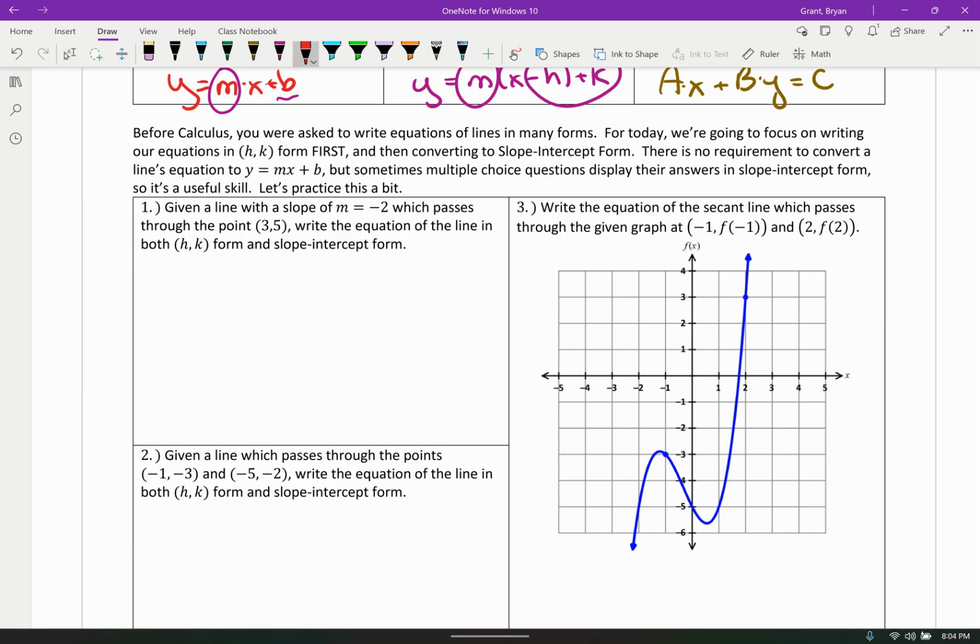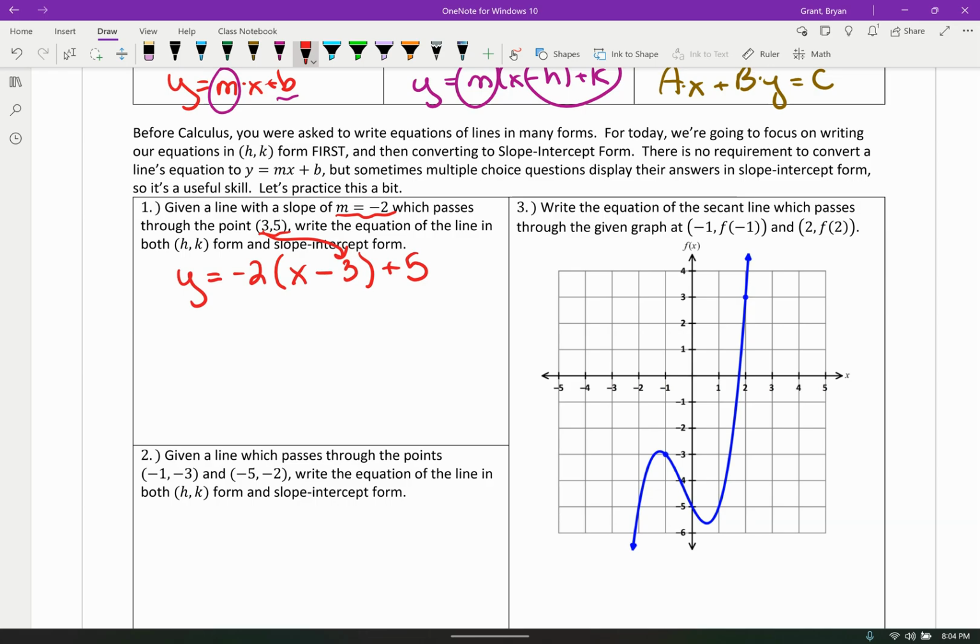So let's go ahead and get started. Given a line with a slope m equals -2, which passes through the point (3, 5), write the equation of a line in both HK form and slope-intercept form. All right, well, let's start with HK form, right? It's that same y equals m, they told us m was -2, times (x minus h) plus k. Now, you're probably used to seeing this where the h value is just always the opposite, and that is true, and that's it, you're done.